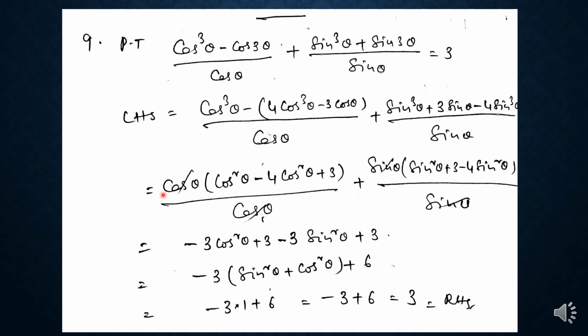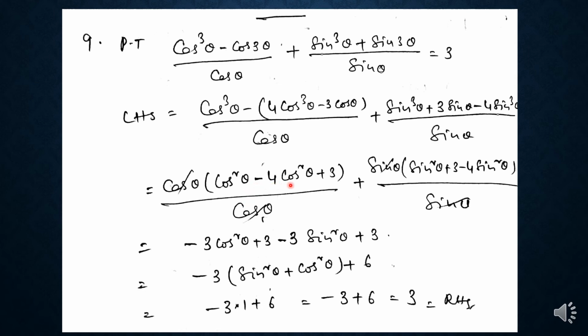So here in the numerator cos theta is there, in the denominator also cos theta is there. By the cancellation we will get cos square theta minus 4 cos square theta plus 3, and coming to the second term, sin theta into sin square theta plus 3 minus 4 sin square theta by sin theta. Here also sin theta gets cancelled, then we will get cos square theta minus 4 cos square theta plus 3 plus sin square theta plus 3 minus 4 sin square theta.